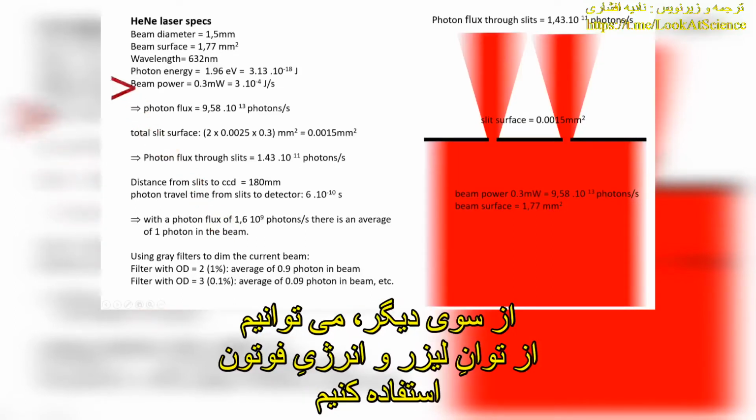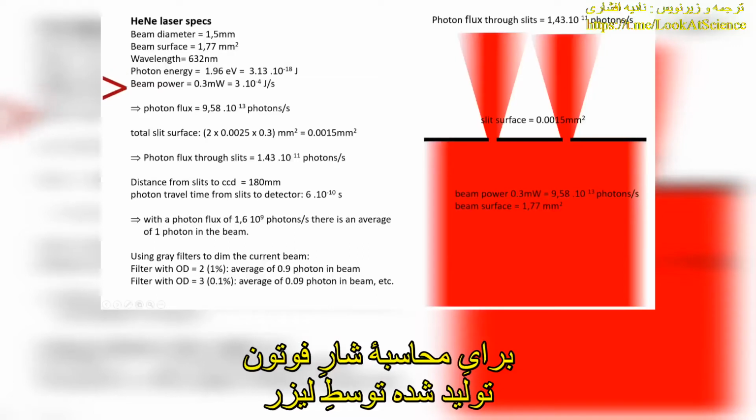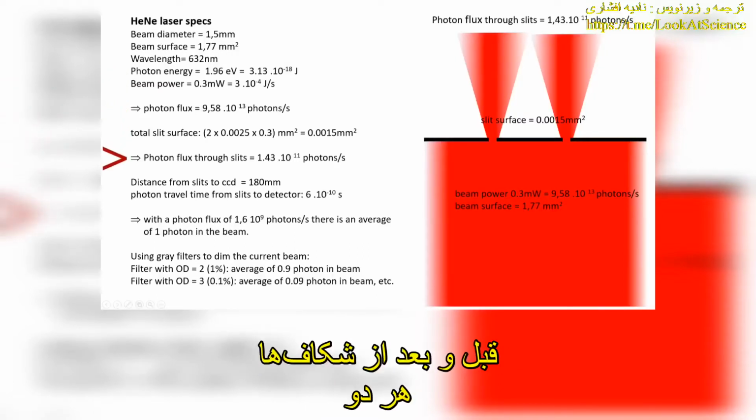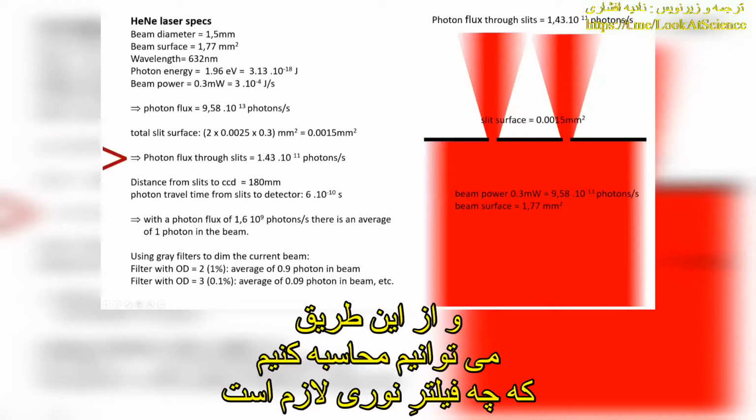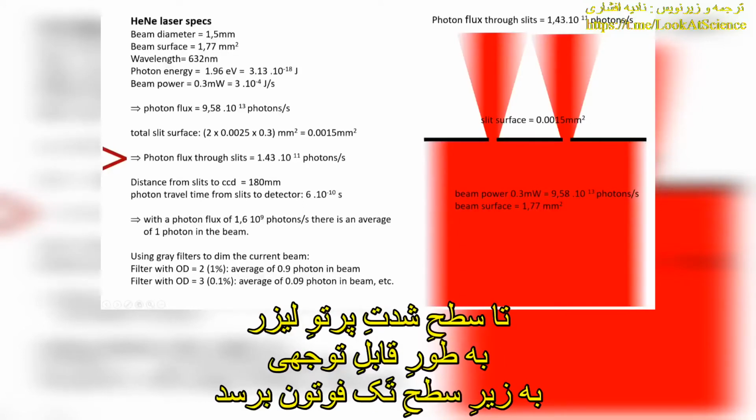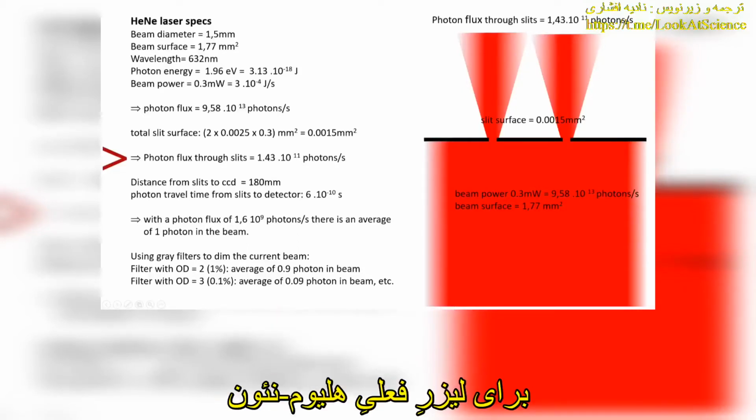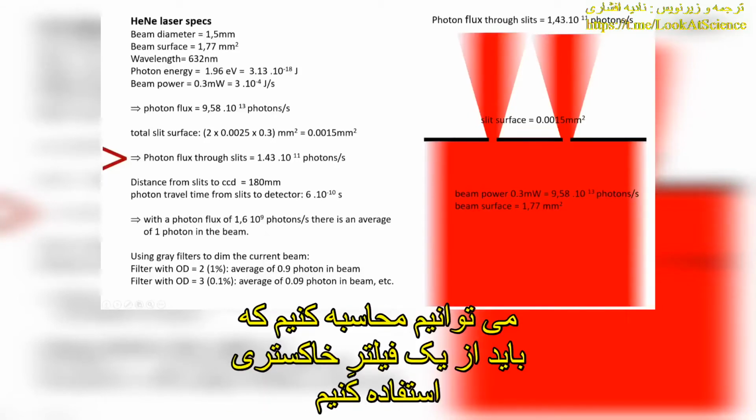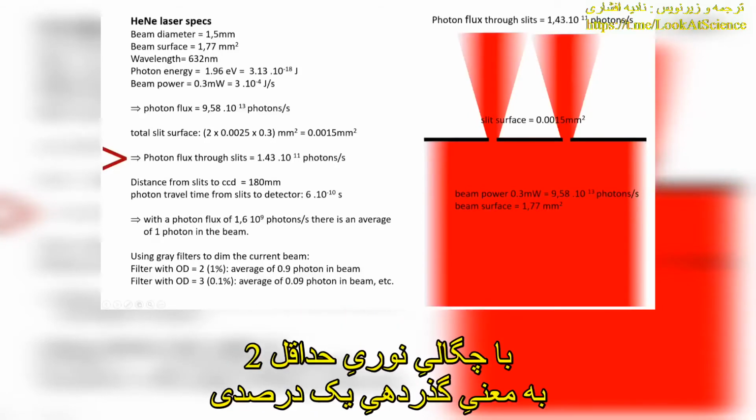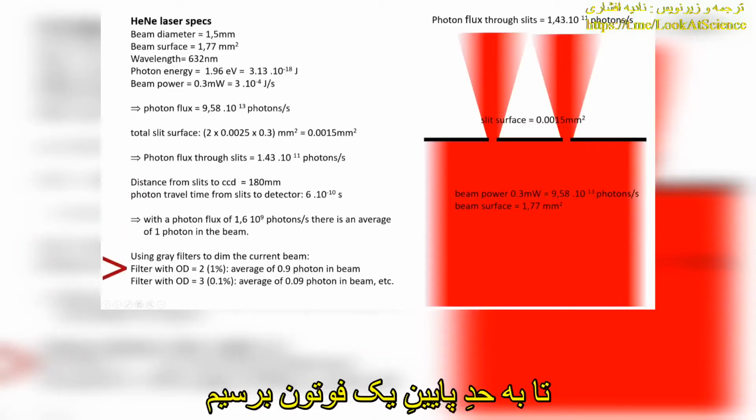On the other hand, we can use the laser power and the photon energy to calculate the photon flux generated by the laser, both before and after the slits. And from this we can calculate what optical filter is required to get the intensity level of the laser beam significantly below the single photon level. Now for the current helium-neon laser, we can calculate that we have to use a gray filter with an optical density of at least 2, meaning 1% transmission, to get below the 1 photon limit.